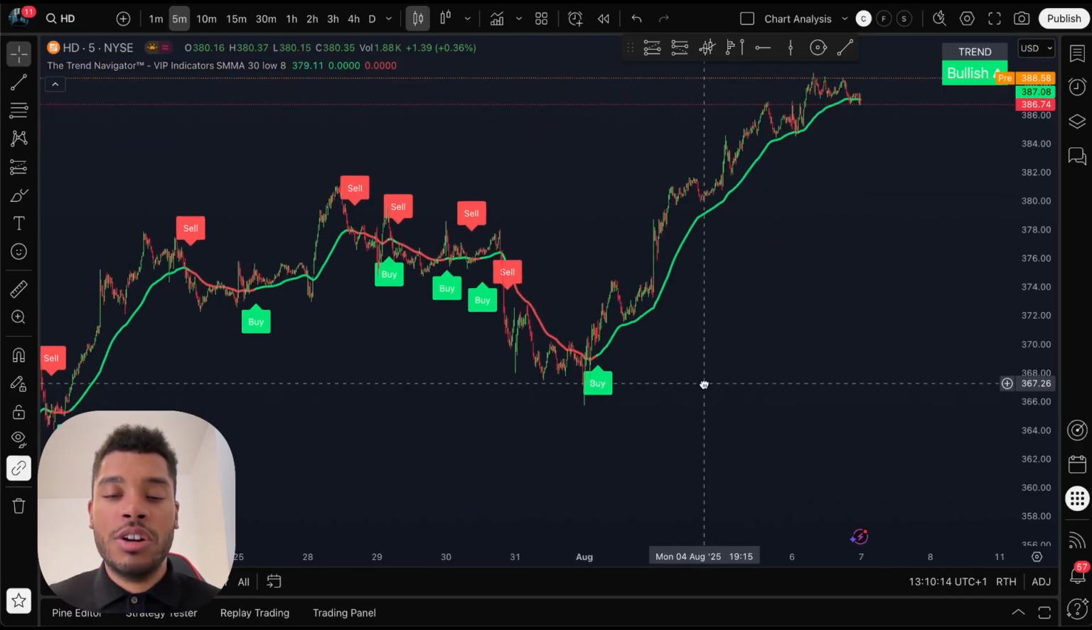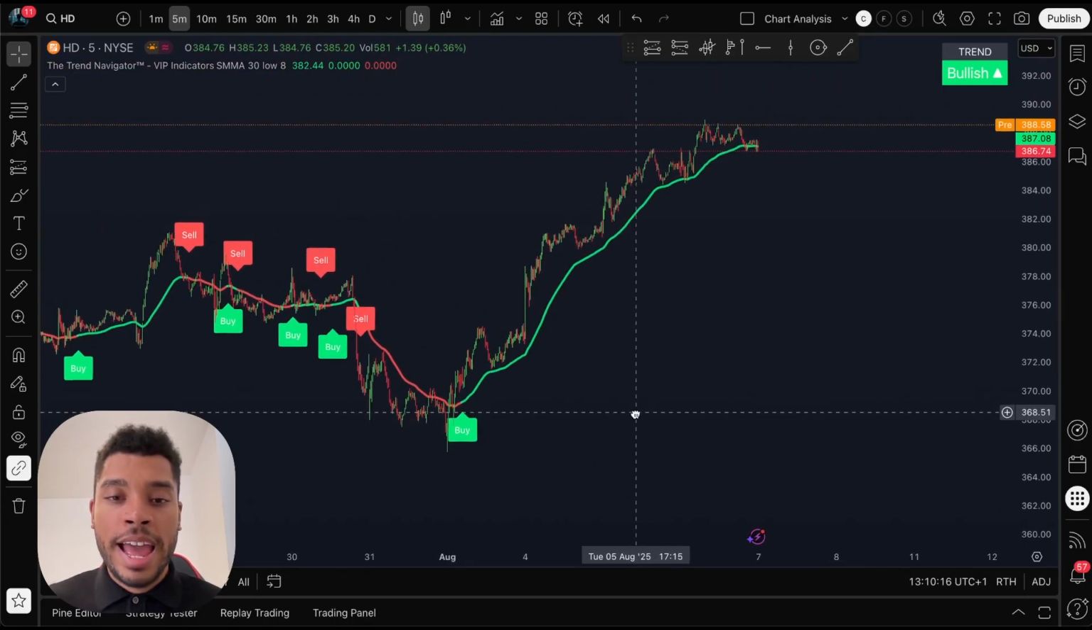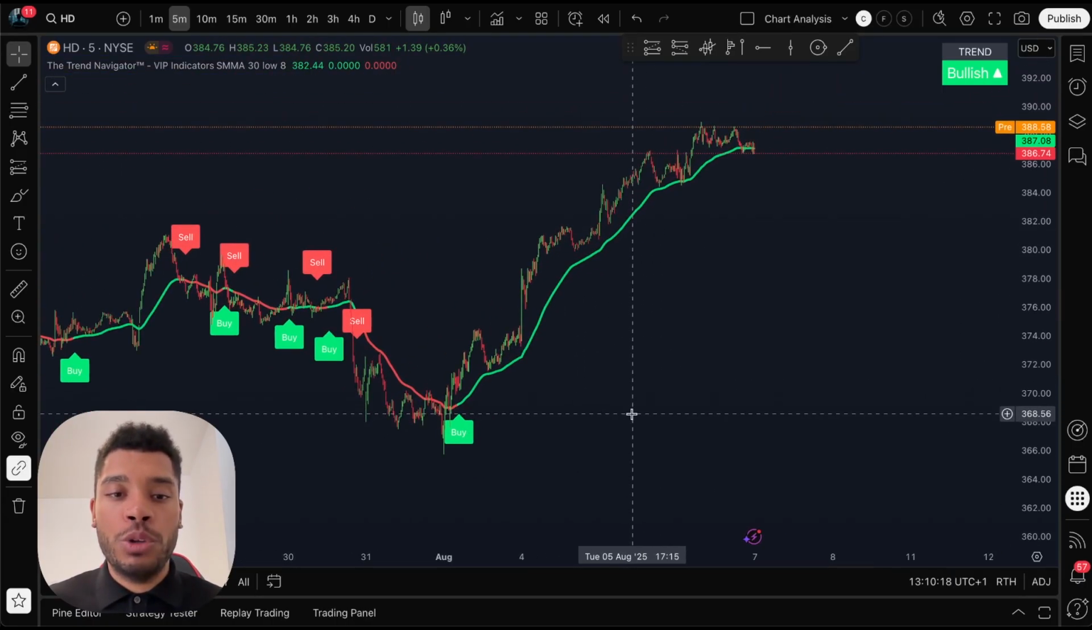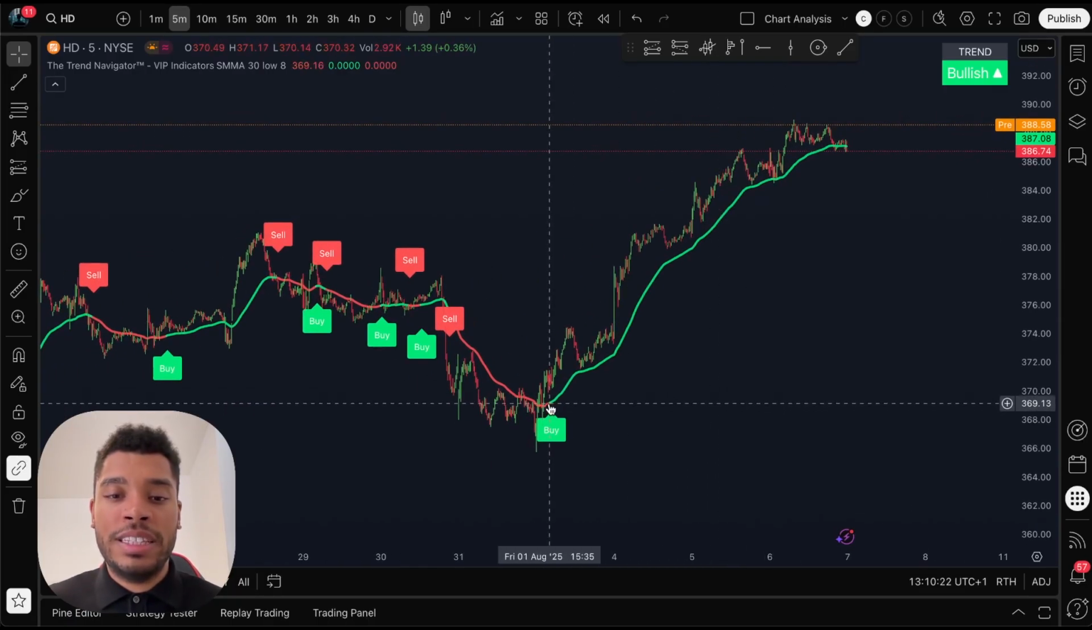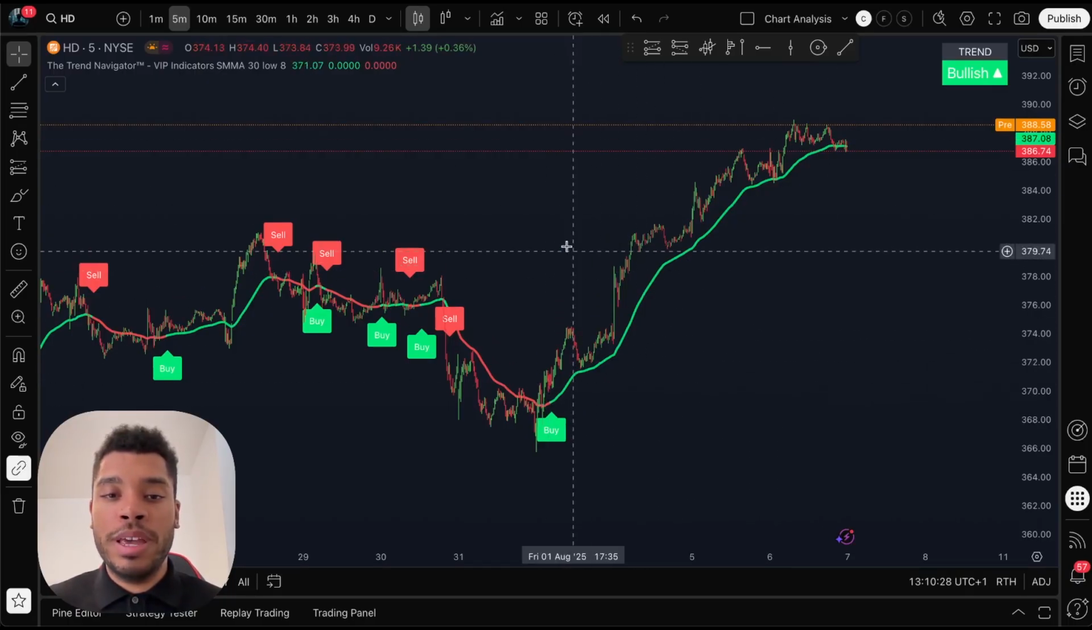And as you can see, currently we're looking at Home Depot, and if you're looking for scalping opportunities, this indicator got you covered. In fact, for example, this specific trade was sent at the beginning of this month, and if you enter it here, these are the type of profit that you will be able to make.